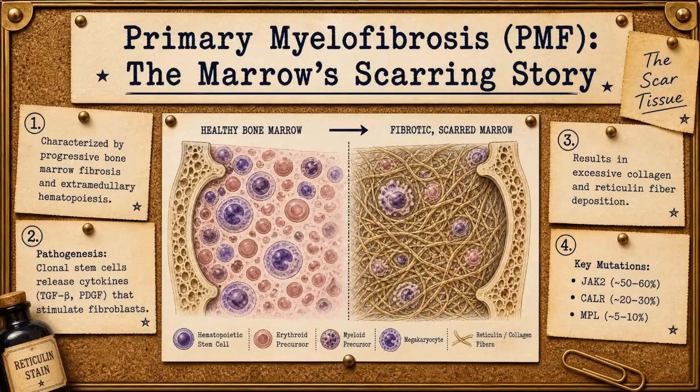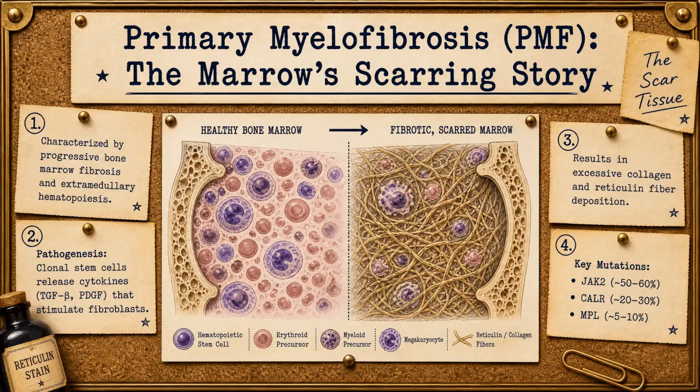Now, let's shift gears to the last of our four major MPNs, primary myelofibrosis, or PMF. If CML was about granulocytes, PV about red cells, and ET about platelets, then PMF is primarily characterized by something else entirely, bone marrow fibrosis. This is a condition where the normal, healthy bone marrow is progressively replaced by scar tissue, leading to a host of problems. It's like the factory floor getting clogged up with concrete, making it impossible for the workers to do their job properly.